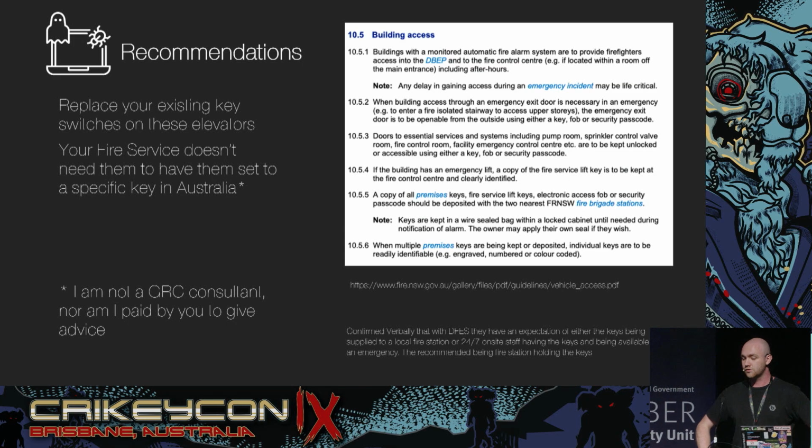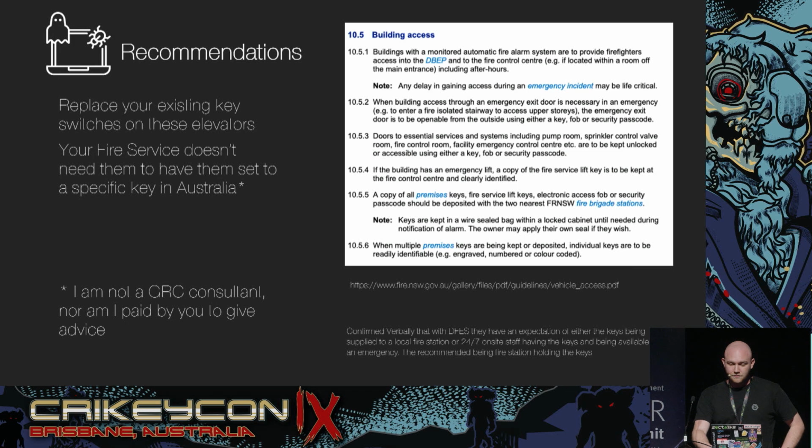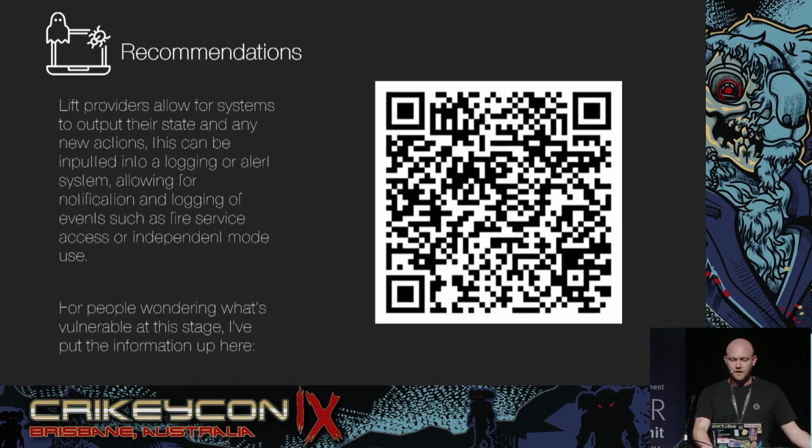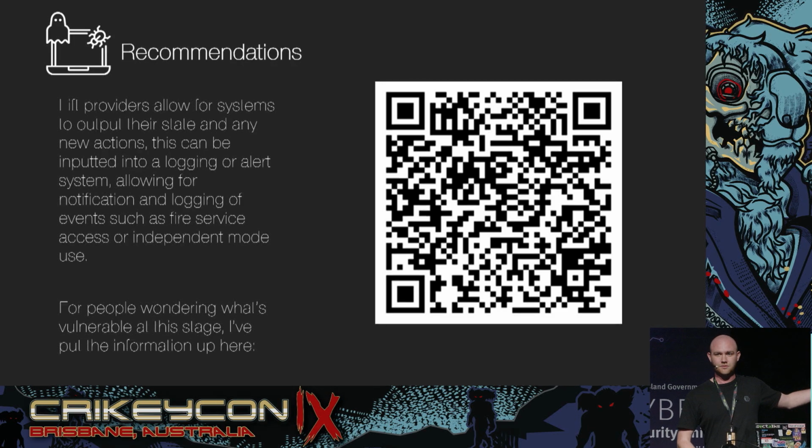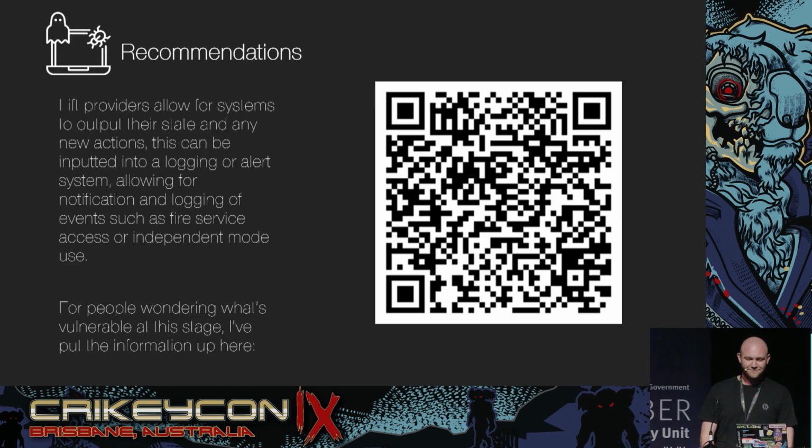And as a note, I'm not your GRC consultant. You don't pay me enough for that. And here's the other thing. Lift providers allow you to output the state of these elevators. So you can tell when a fire mode is enabled or when an independent mode is enabled and log that as an alarm. You can input that directly into your SIEM. And here's a QR code that will tell you all of the elevators that are vulnerable and the keys associated. I'm going to leave this up for a few seconds so people can take photos.